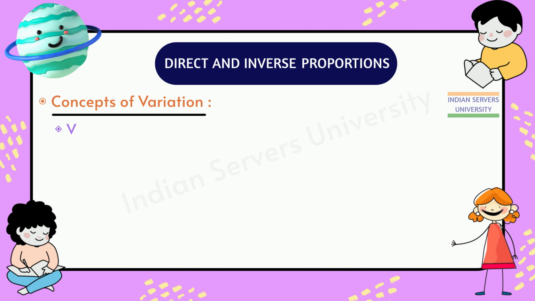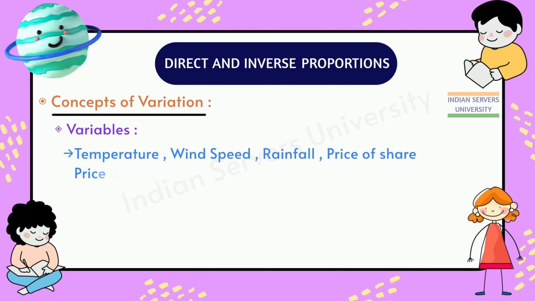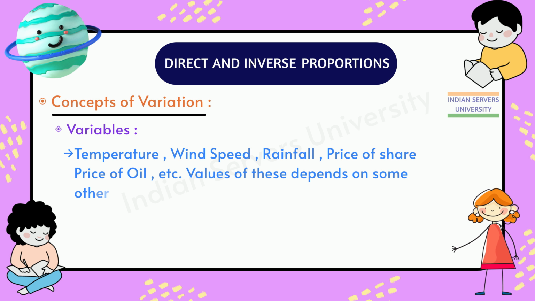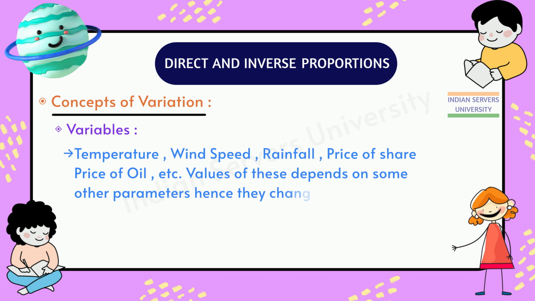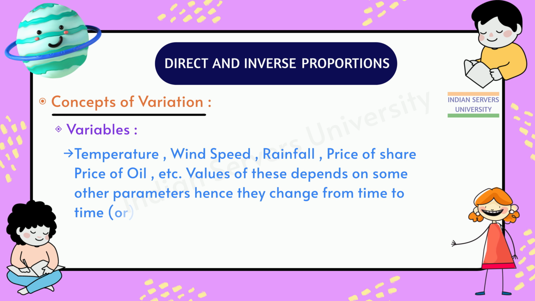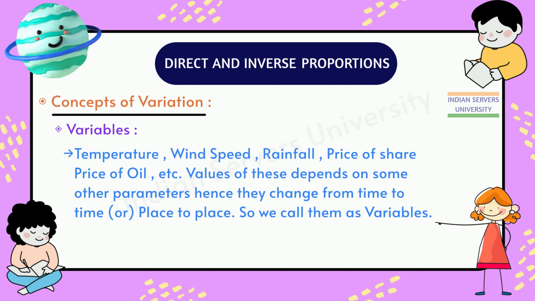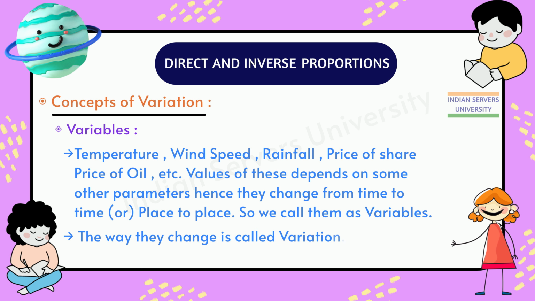Then what are variables? Temperature, wind speed, rainfall, price of a share, price of oil, etc. Values of these depend on some other parameters, hence they change from time to time, place to place. So we call them variables. The way they change is called variation. We call such changing variation.